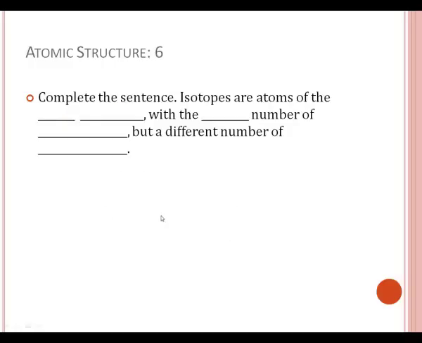So number 6 is a complete the sentence problem. Isotopes are atoms of the same element with the same number of protons, but a different number of neutrons. So anytime that I have the same number of protons, that's the same atomic number, it means it's the same element. But where isotopes vary is in their number of neutrons.